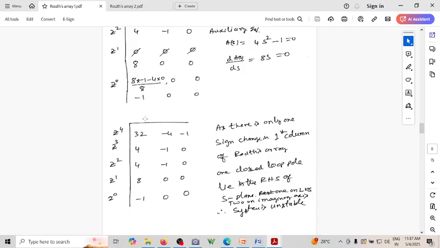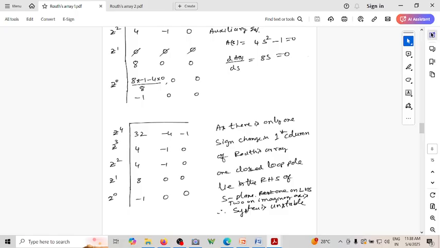You end up with something like this: plus to plus, all of them are plus to plus, and finally it is plus to minus, meaning that there is one sign change. So there is one sign change happening here, meaning that there is one closed loop pole to the right hand side of the screen.